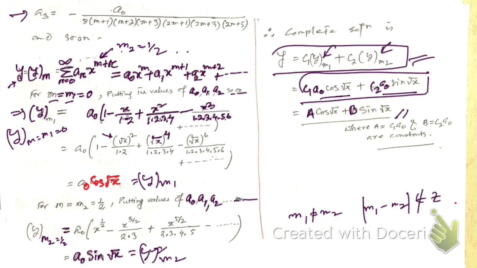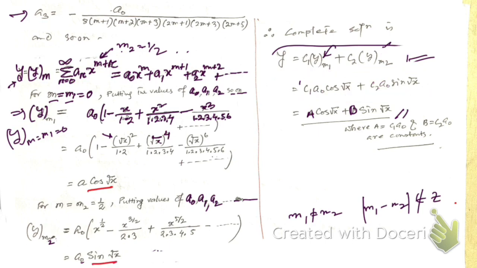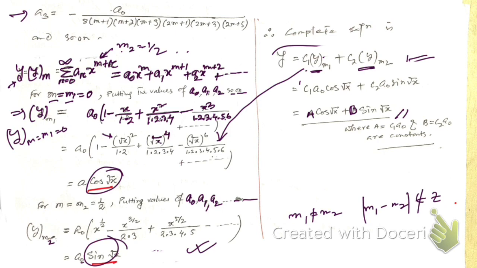And if you want to keep the answer this way, that means instead of putting cos root x and sine root x, you can keep these series. You can write in place of y at m1 this series directly, and in place of y at m2 this series. Then also you can express your answer. It is not necessary that you must put this. Okay, so hope you have understood this.